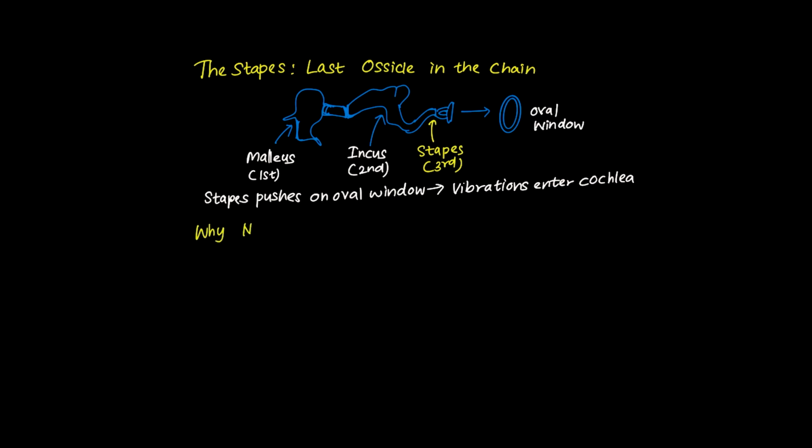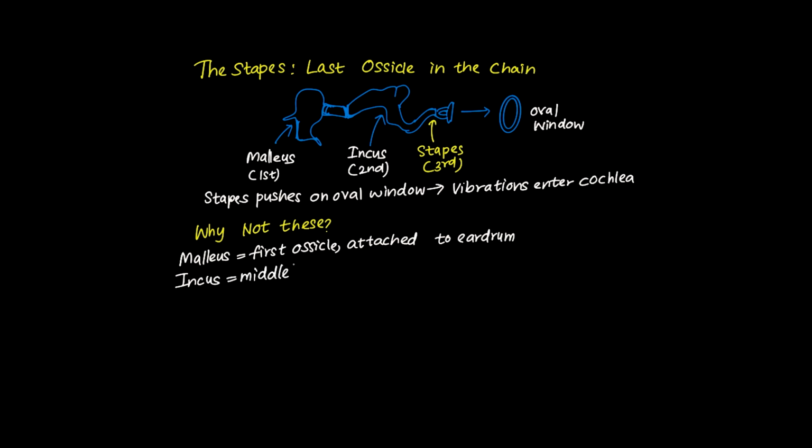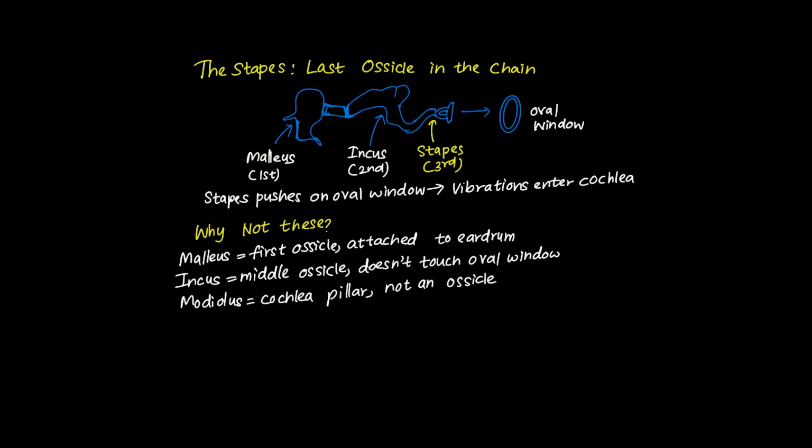The malleus is the first ossicle, attached directly to the eardrum. It starts the chain, not the end. The incus sits in the middle between the malleus and stapes. It passes vibrations along but doesn't touch the oval window. The modiolus is the central bony pillar of the cochlea that the spiral wraps around. It's a structural part of the inner ear, not an ossicle at all.